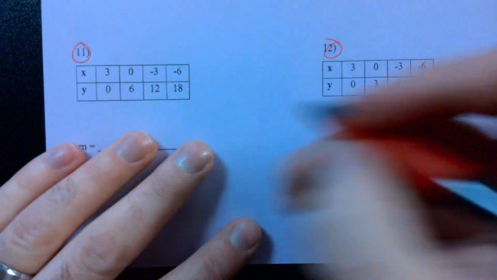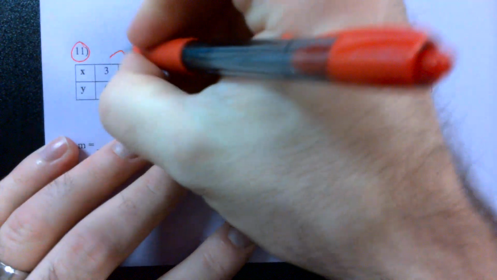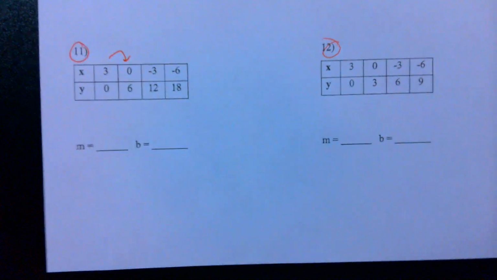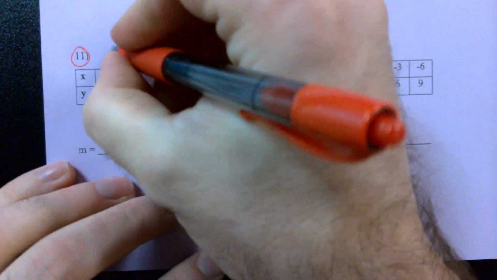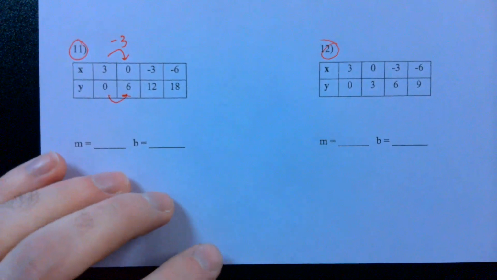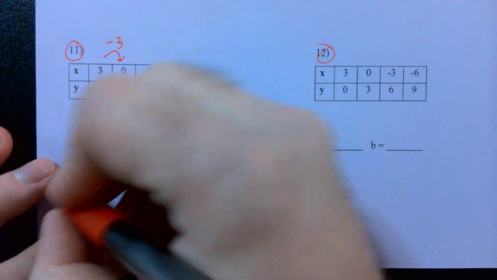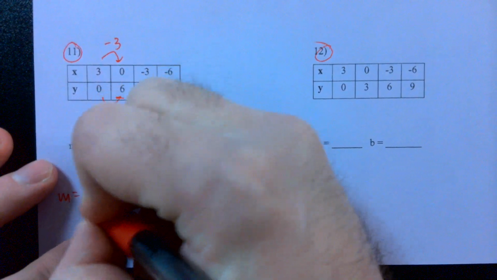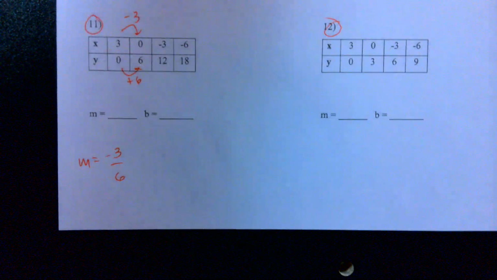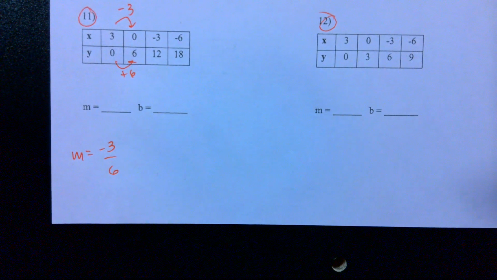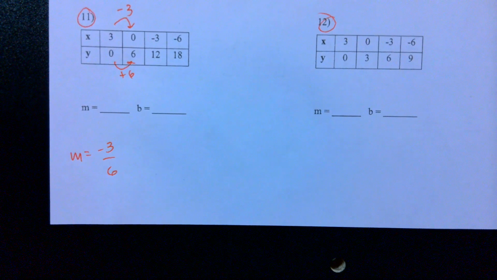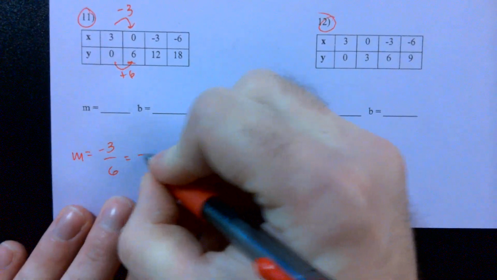Dropping down to 11. On the top for my x's, how do I get from 3 to 0? -3, thank you. On the bottom, how do I get from 0 to 6? +6. So my slope is going to be -3 over 6. Can I simplify -3 over 6? What does that simplify to? -1/2. Is that what you guys got?